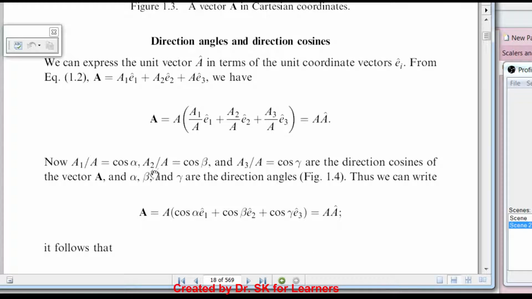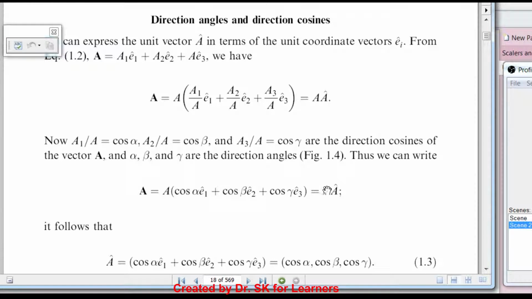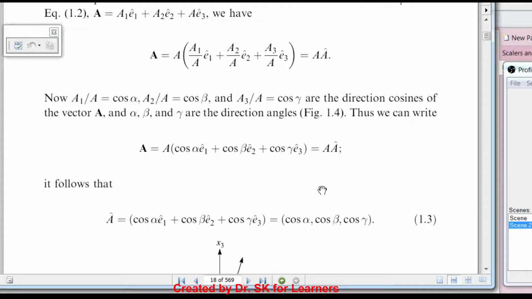And then we had discussed something called direction cosines. These direction cosines are basically cos alpha, cos beta, and cos gamma. Those direction cosines are very handy to find out the value of unit vector towards a certain vector.